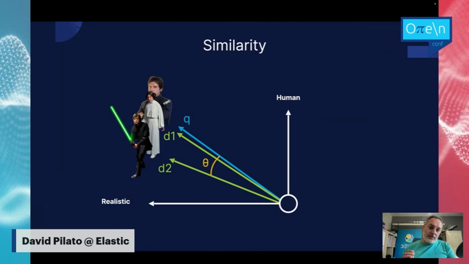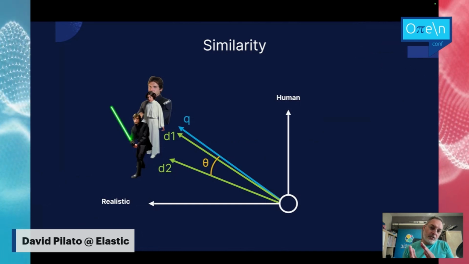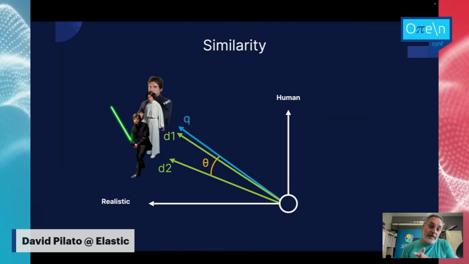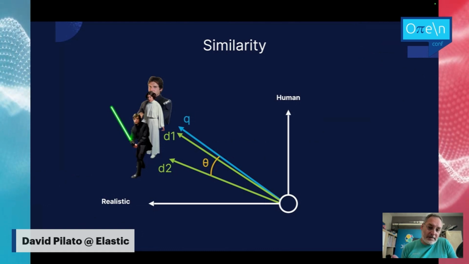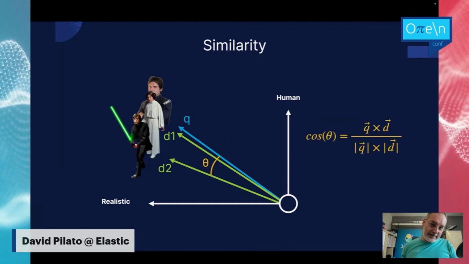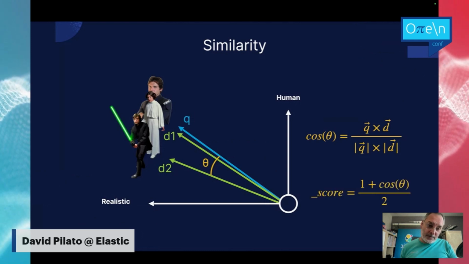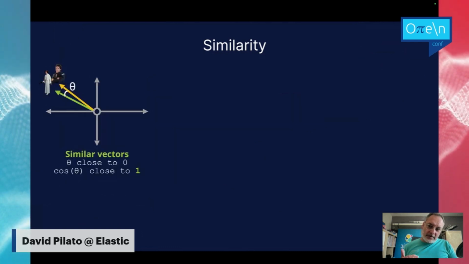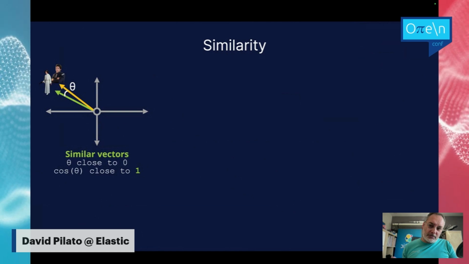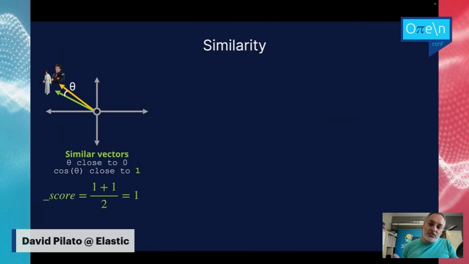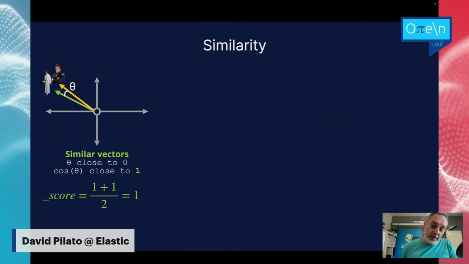Basically, the closer the angle between the query and the document you are searching for is to 0, the better. It means that the vectors are similar. How do you compute that in a computer? You use the cosine of the angle, and you compute a score which is 1 plus the cosine, divided by 2. If you have similar vectors, the angle is close to 0 and the cosine is close to 1, which means that the score is close to 1, because 1 plus 1 divided by 2 equals 1.